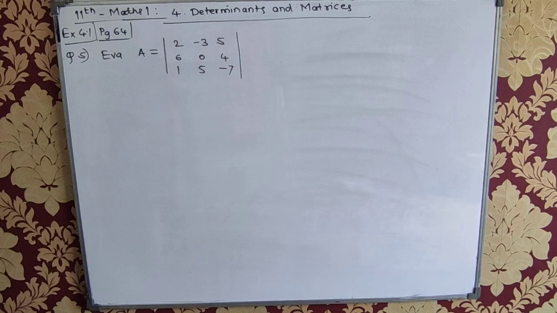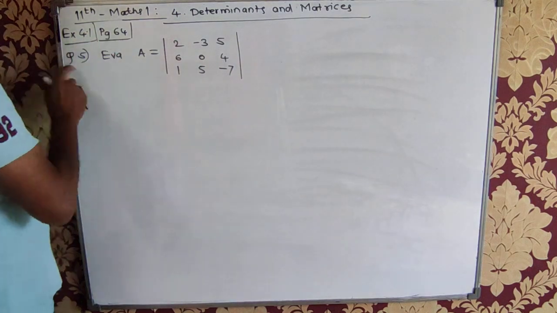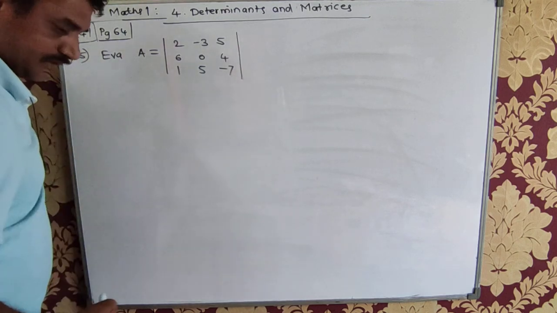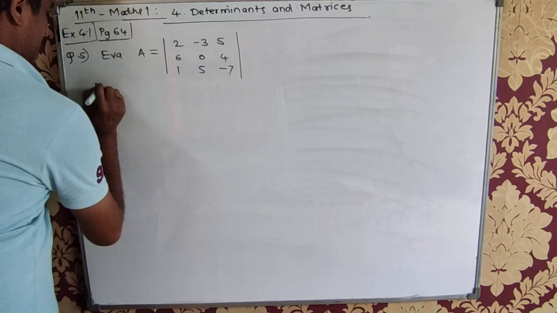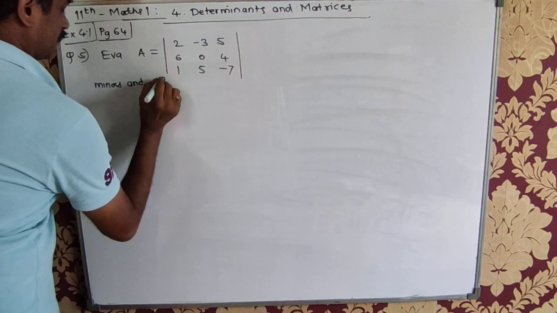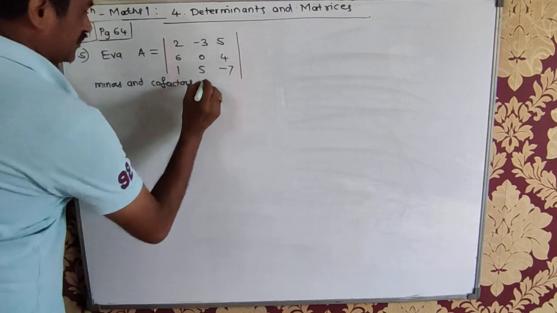11 Maths 1, chapter number 4, determinants and matrices. Exercise 4.1, page 64, question number 5. Evaluate A. Also, find minors and cofactors of second row.